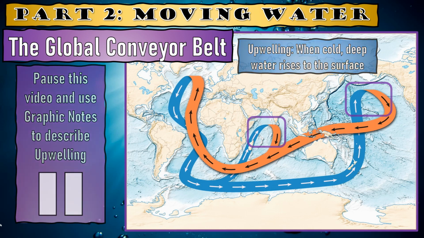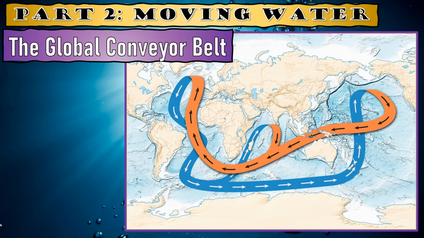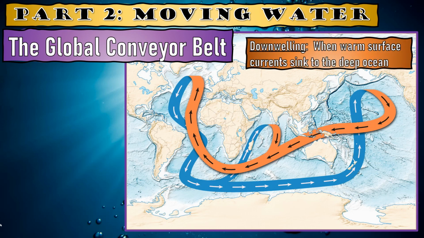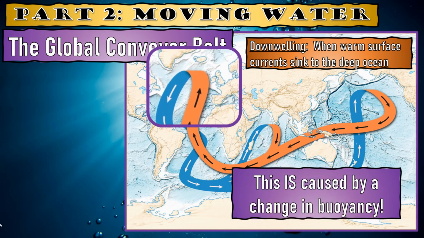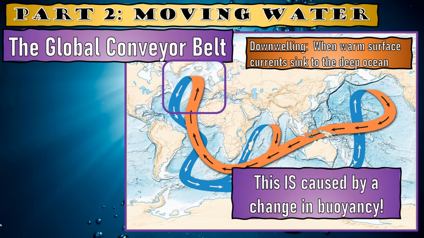Now let's move on to downwelling. Downwelling is the opposite. That is when warm surface currents sink to the deep ocean. And that still sounds like it has nothing to do with density and buoyancy, but this time it actually does. We are looking at the North Atlantic now. This downwelling is in fact caused by a change in buoyancy.